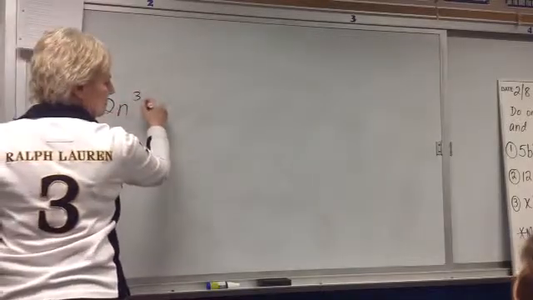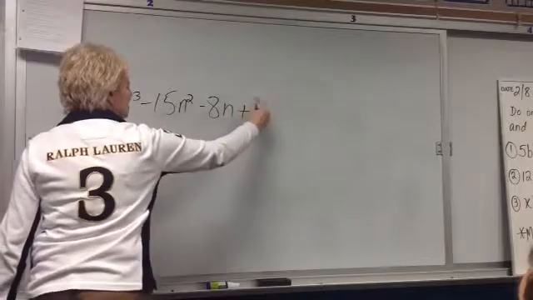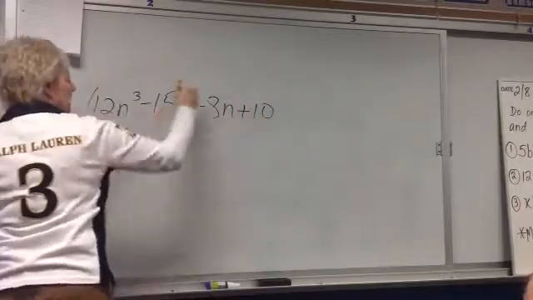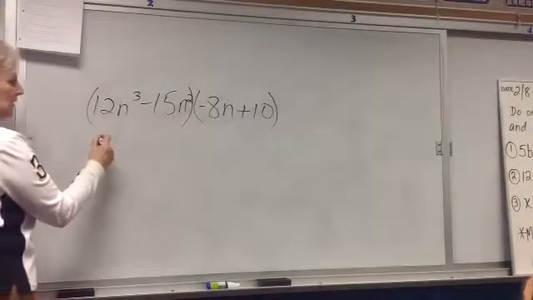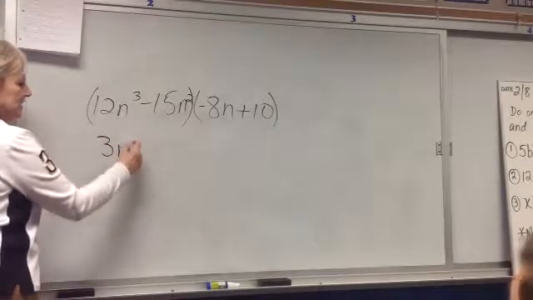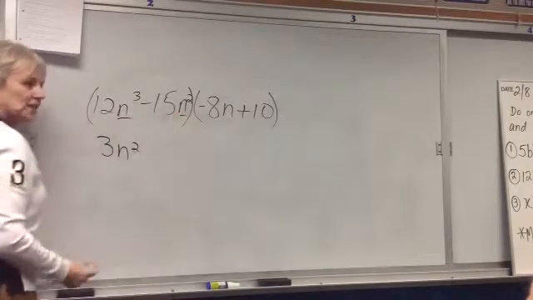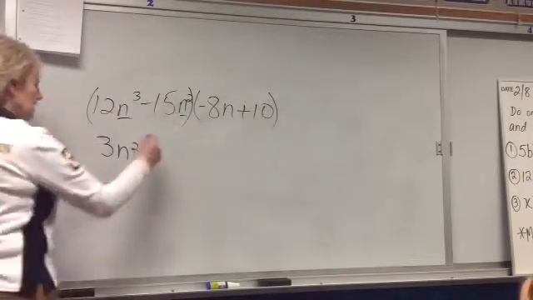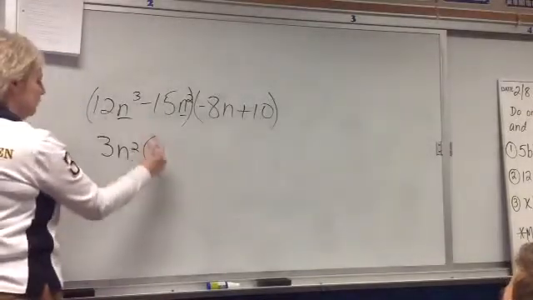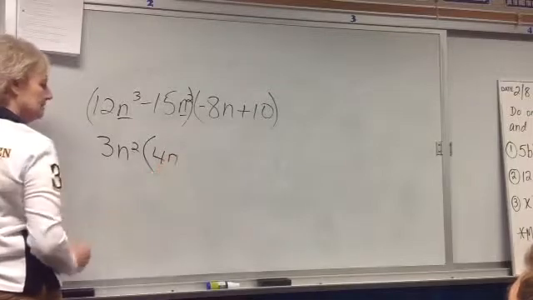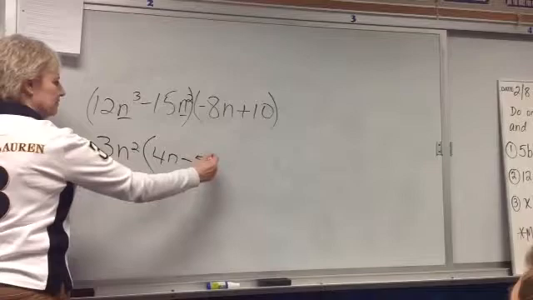(12n cubed minus 15n squared minus 8n plus 10). Greatest common factor? 3n squared. You know, you have an n cubed and an n squared. It's always the smaller one. And all of it, not just n. 4n, right, check, minus 5.